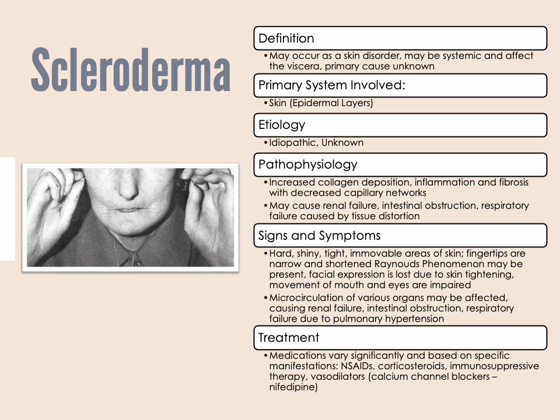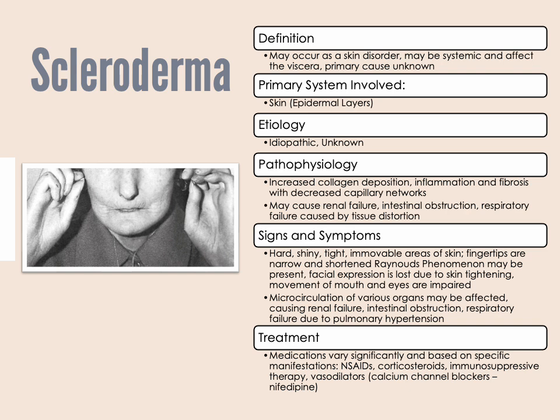So what you'll see with these individuals is that you'll have intestinal obstructions. You could have respiratory failure caused by tissue distortion, especially in the throat, and it can cause renal failure. As far as your signs and symptoms, as I've mentioned, it does cause you to have immovable areas of the skin. It is very tight in those areas. It is hard and shiny. Normally, your fingertips are now narrowed as a result, and you do have Raynaud's phenomenon where you have an issue with your capillaries at the fingertips. Your facial expression is normally lost due to this tightening of the skin, so you can't smile or frown. You do have movement of the mouth and eyes that's impaired.